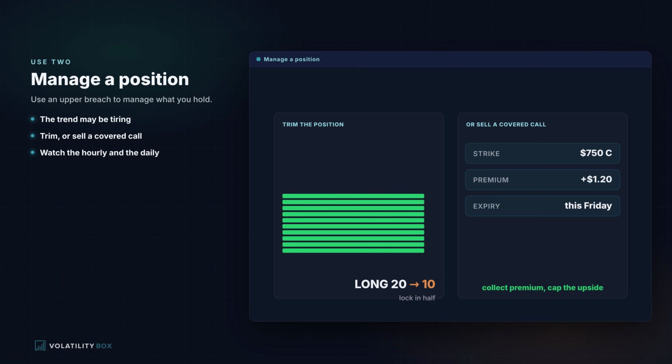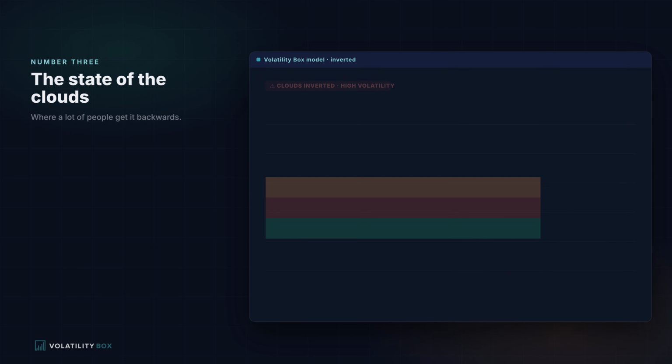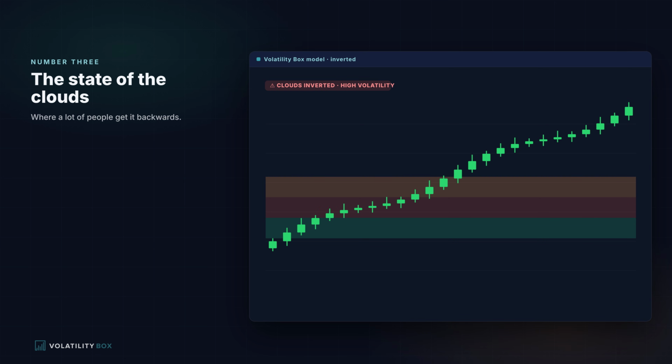So far we've talked about two things. We've talked about number one, which is the volatility box clouds, and number two, which is the breach when we actually know we have a volatility edge. We want to pay attention to this. Finally, we have number three, which is the state of the clouds. Now this is where I think a lot of people get it backwards.